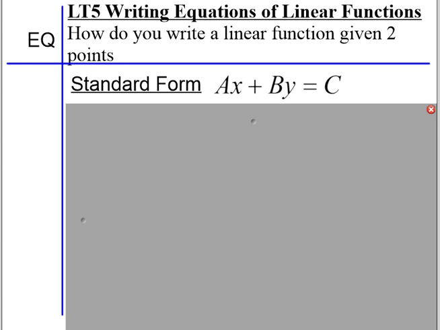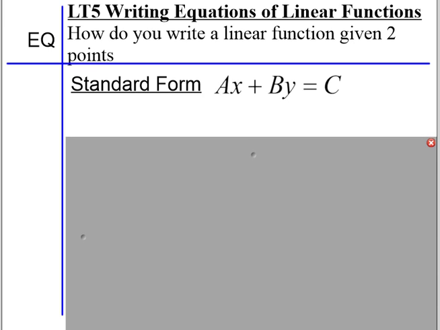One way is in standard form. Standard form works like this: ax plus by equals c. The a, the b, and the c will be numbers. The x and the y are always in every single function, every single equation. An example could be something like 3x minus 2y equals 6. The 3x is the part where it says ax, the negative 2y is for the by, and the c is a 6. So a is 3, b is negative 2, and c is 6.